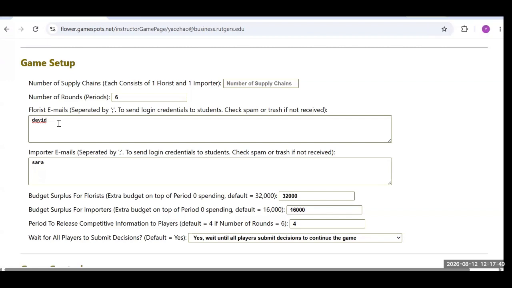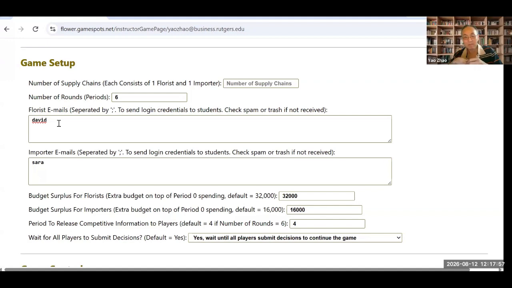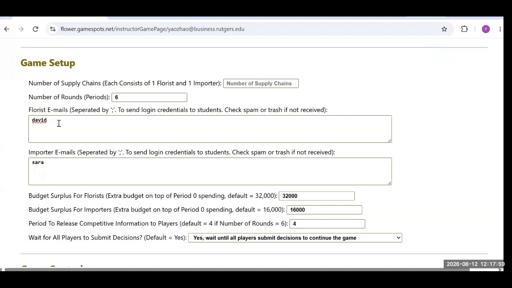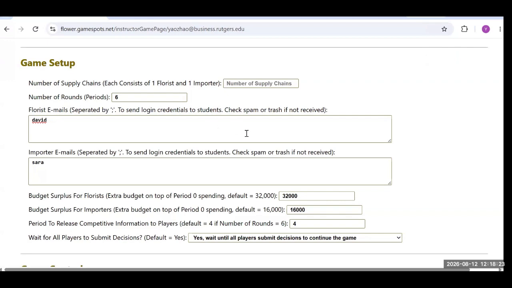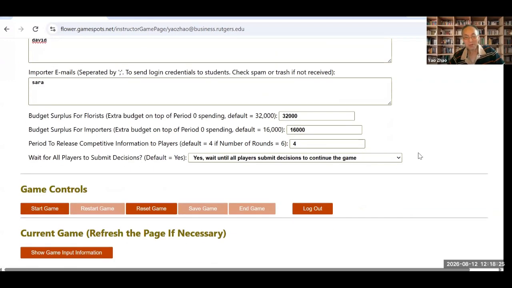So each team, either florist or importer, whatever number they are, 2 or 5 or 10 people in each role, only has one chance to enter the information. They see the exact same information, but yes, you're right. Any of them can enter that information, and they could open their own computers to see the same information. I see. Okay. Perfect. Thank you. You're welcome.